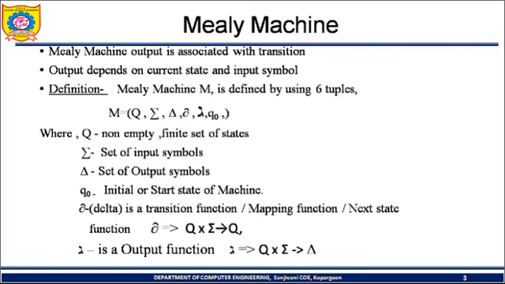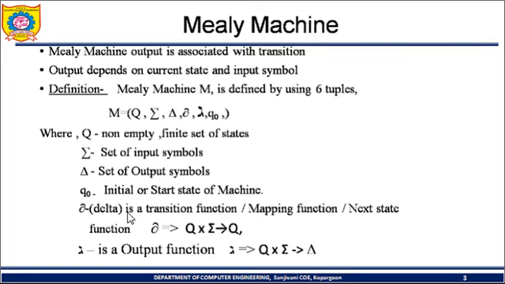A Mealy machine is defined by using a 6-tuple. Here you can see the 6-tuple: capital M is equal to (Q, Σ, Δ, δ, λ, Q0), where capital Q is a finite non-empty set of states, Σ is a set of input alphabet, Δ is a set of output alphabet, and Q0 is the initial or start state of the machine.